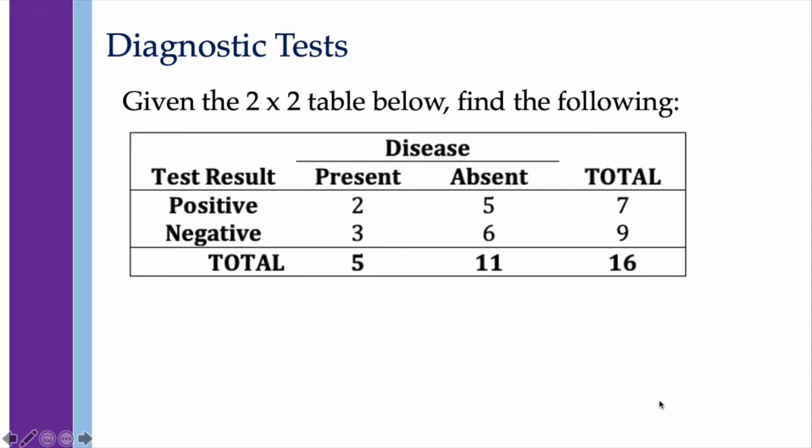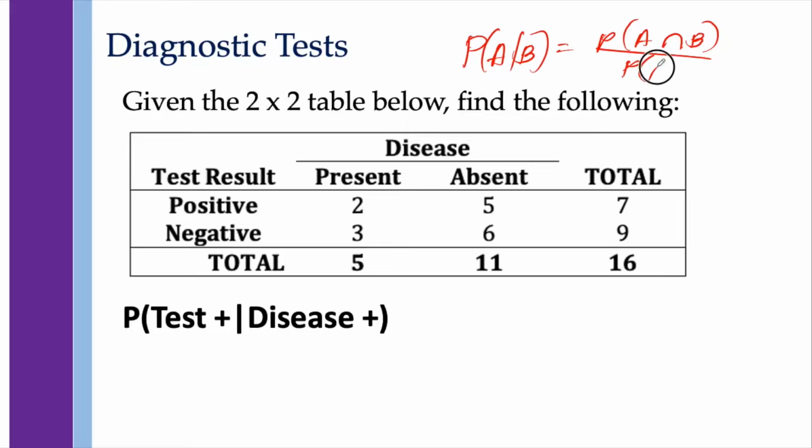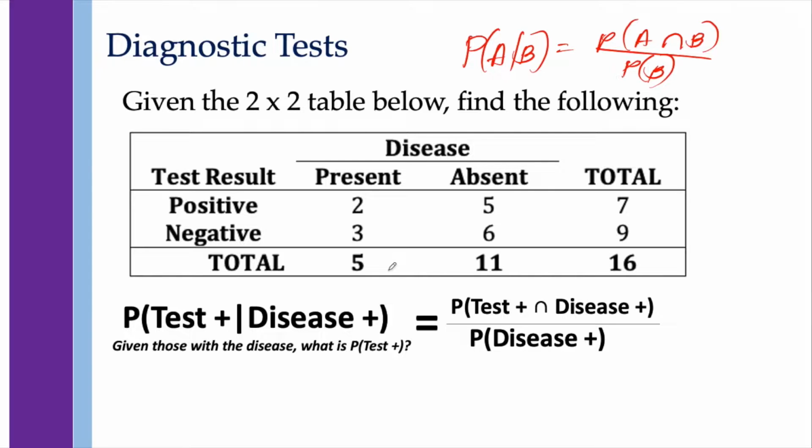So given a 2x2 table below, suppose you're asked to find the following. What is the probability that the test is positive given that the disease is present? Remember that in probability, the probability of A given B is the probability of A intersection B over the probability of B. So in this case, the probability that the test is positive given that the disease is present is the probability that the test is positive and the disease is present all over the probability that the disease is present.